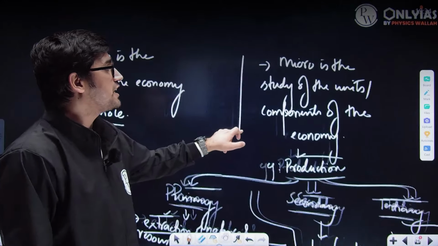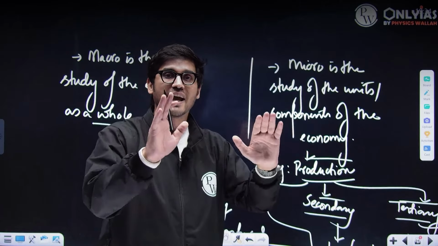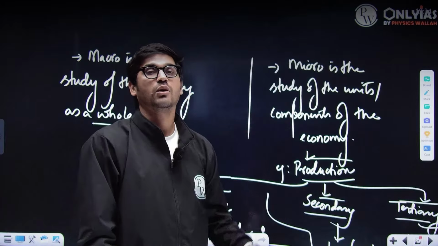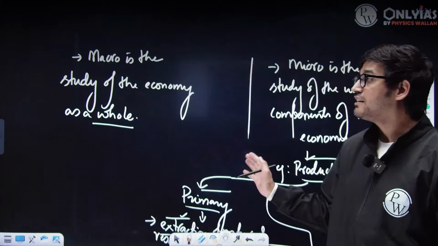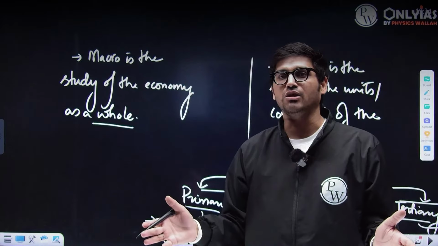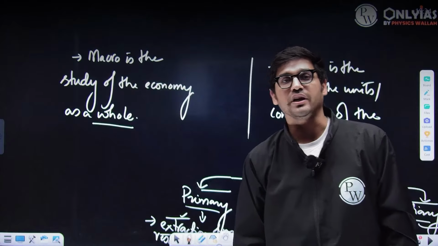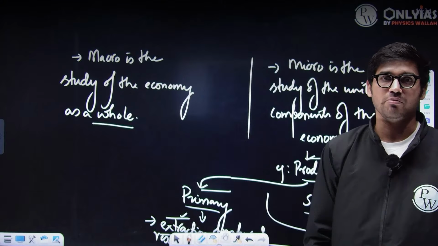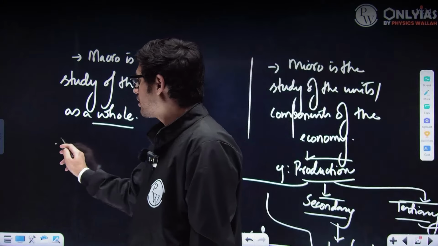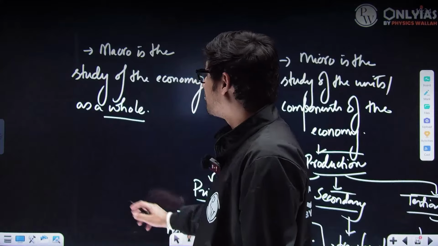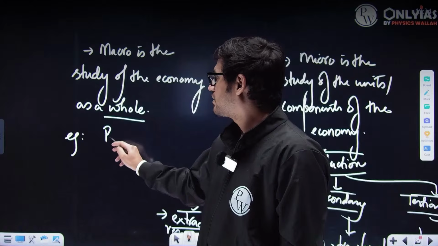When we are studying only the components of an economy and not the economy as a whole, then we are talking microeconomics. But when we are studying the entire economy, when we are studying the aggregate economy, that is what we are talking about macroeconomics. For example, a good macroeconomic indicator could be poverty.